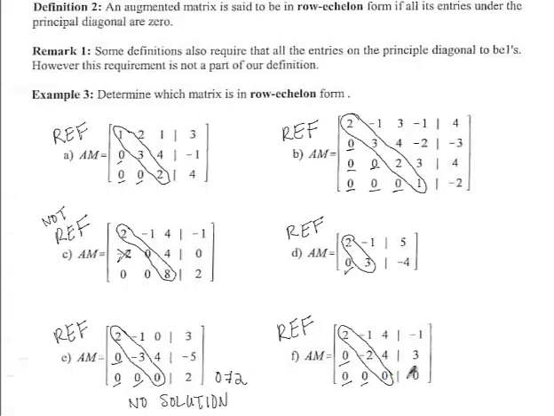And for the last one, our third row is simply 0 equals 0. And so this matrix represents a system of linear equations with infinitely many solutions. That doesn't mean that we can use any x, y, and z combination. It just means that there are an infinite number of combinations that will satisfy this particular system of equations.